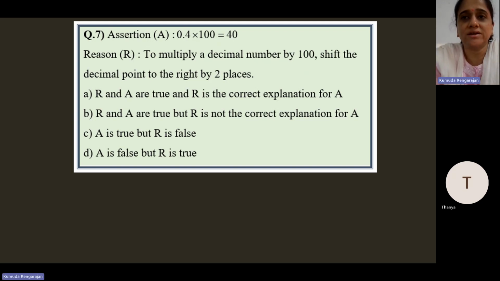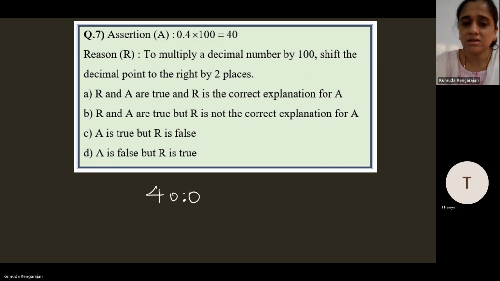0.4 into 100 is 40. True or false? What is 4 into 100? 4 into 100 is 400. Then 1 decimal place, so 40. Is the assertion correct? The assertion is correct.